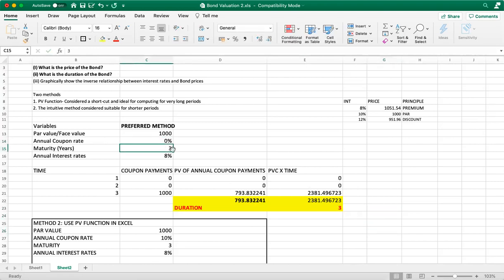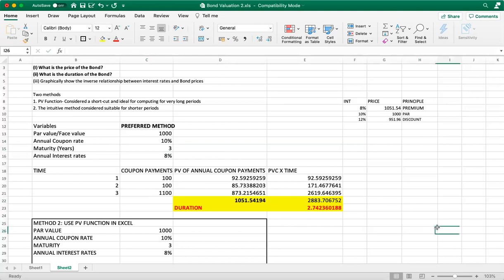And what do you see? The duration is 3 years. Another principle of duration: the duration of a zero coupon bond is its time to maturity. So if it's a 3-year zero coupon bond, its duration is 3 years. If it's a 5-year zero coupon bond, its duration is 5 years. So these are the principles.